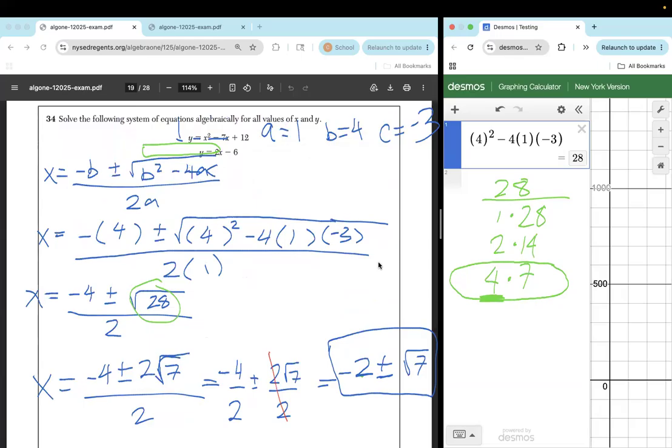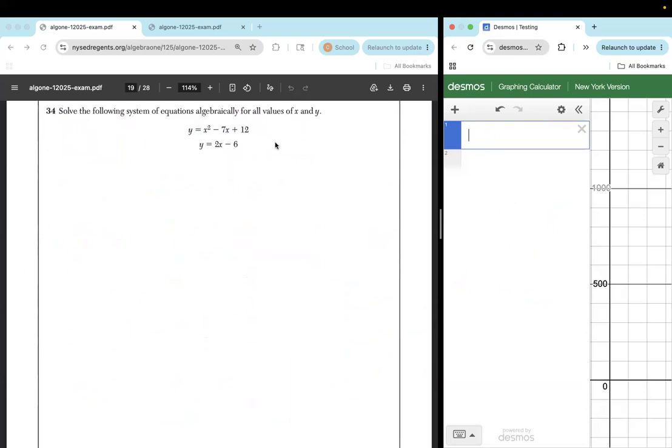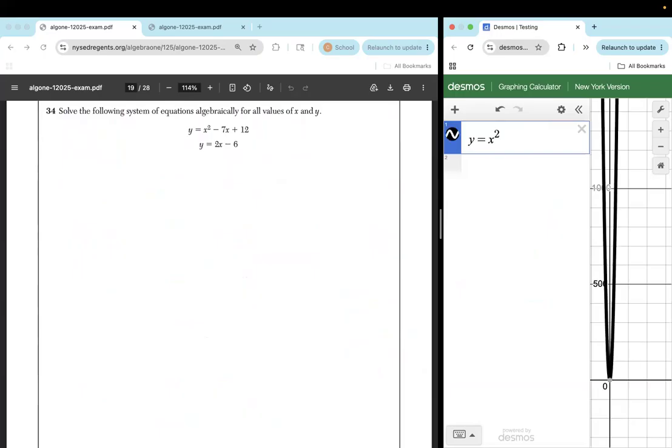Okay, number 34. Solve the following system of equations algebraically for all values of x and y. Okay, it does say solve algebraically, but we know we should get our solution first, then go back and show the work algebraically. Even if you have the correct answer with no work shown, you will get a point. So let's write down that solution first.